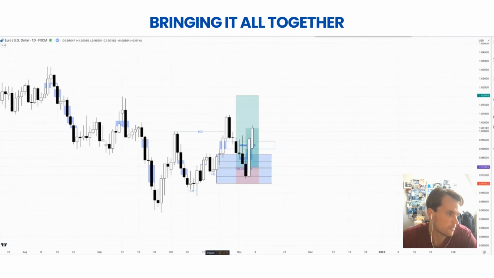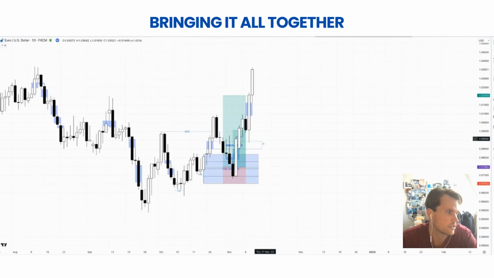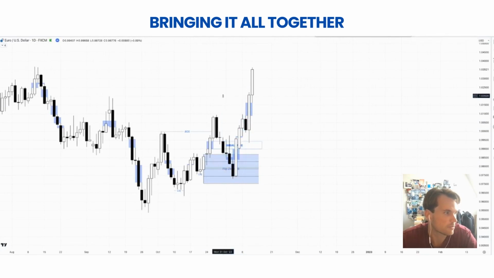So I'm just going to be entering off random areas in the order block because this is on the daily chart. But there you go, we've been tagged in and we've got our next breaker structure, and so we keep moving on. We'll just remove these from the chart to start with, just clean it up so it's a bit nicer for you guys.